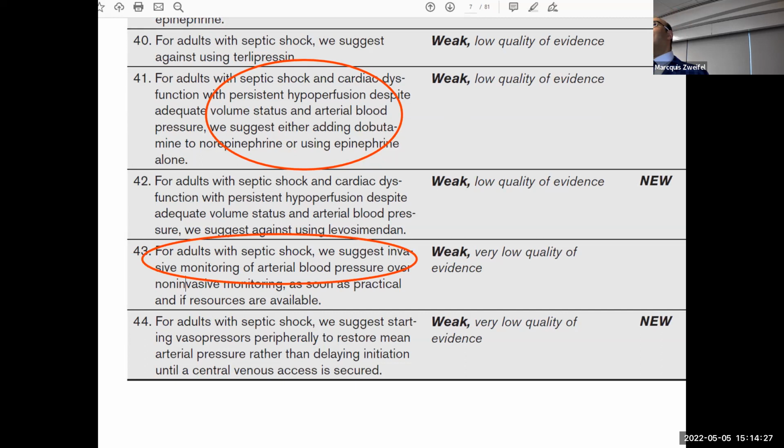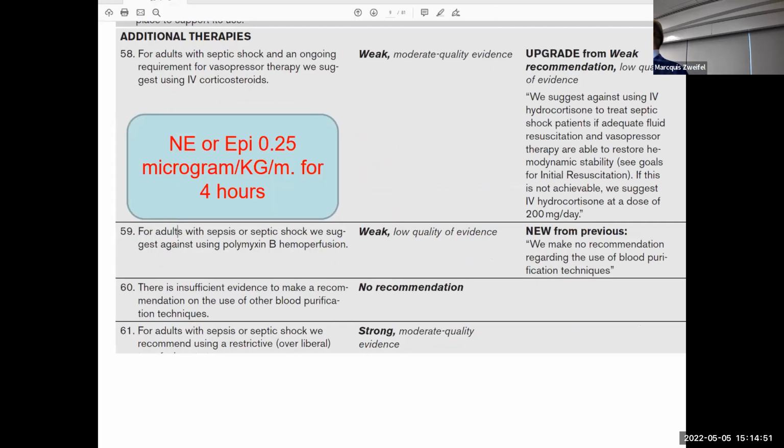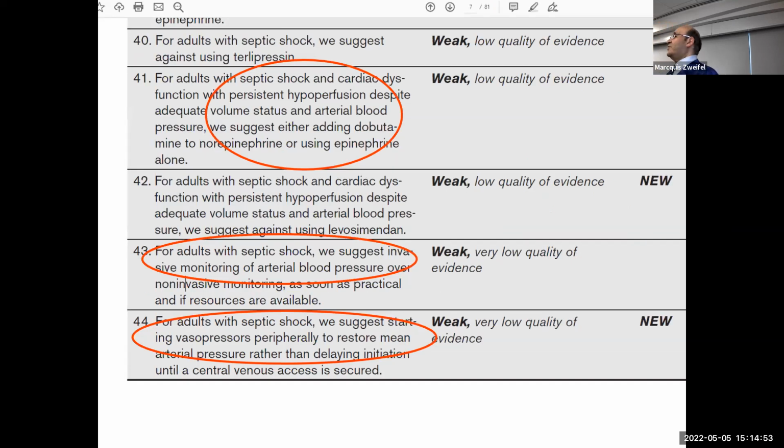For adults with septic shock, suggest monitoring arterial blood pressure. So place an arterial line, please. You start the pressor in a peripheral line. Our guideline here, you can use the peripheral line for pressors up to 4 hours. So try to get a line. If you are not certified in lines, call the fellow to come and put a line. Whatever you need, until you get access, right? Your patient is dying, right?